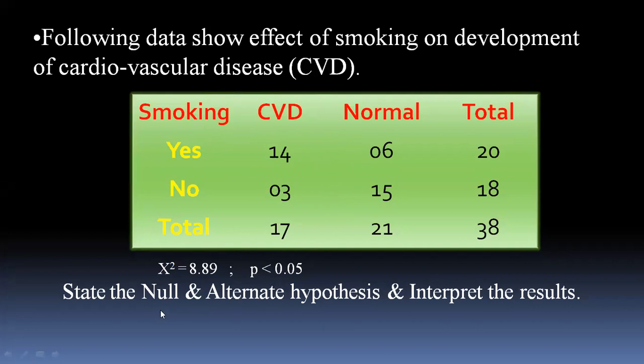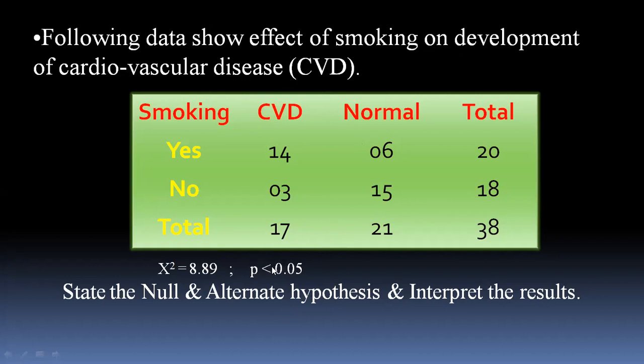What question is asked? State the null and alternate hypothesis. So what will be the null hypothesis in this case? There is no association between smoking and development of cardiovascular disease. Alternate hypothesis will be there is an effect of smoking on development of cardiovascular disease. Now the p-value is less than 0.05. It means that we have to reject the null hypothesis and accept the alternate hypothesis. So what does the alternate hypothesis say? It says that there is an effect of smoking on development of cardiovascular disease.